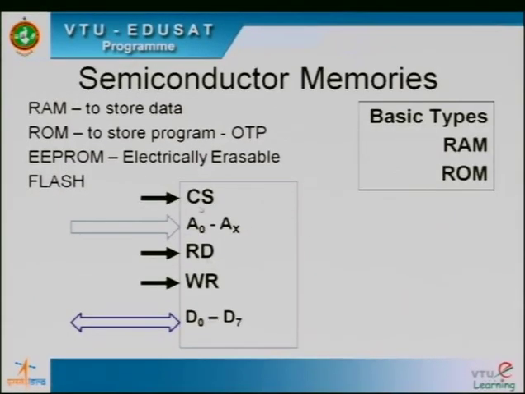Coming to the signals that are associated with the memory device, we have the address lines A0 to AX, the data lines D0 to D7 or D15 or D31 depending on the length. Then the control signals CS, read and write.